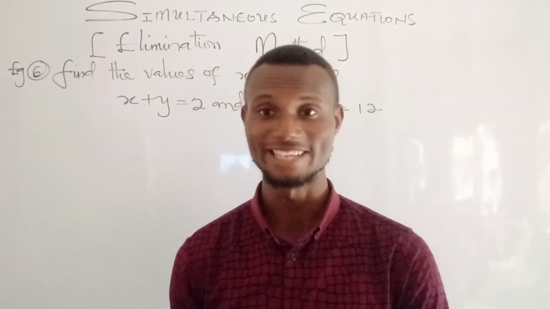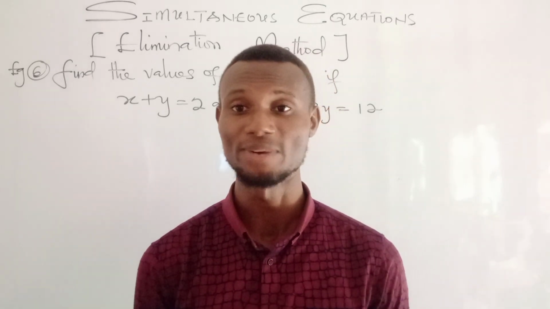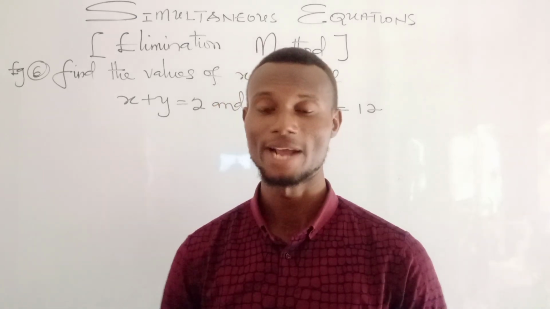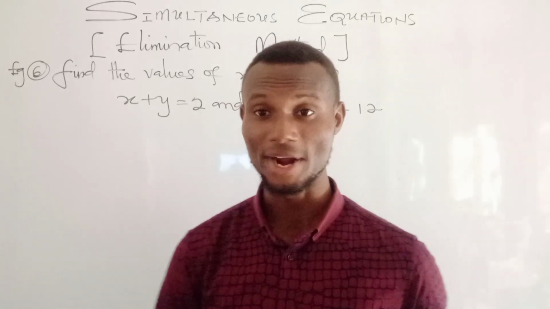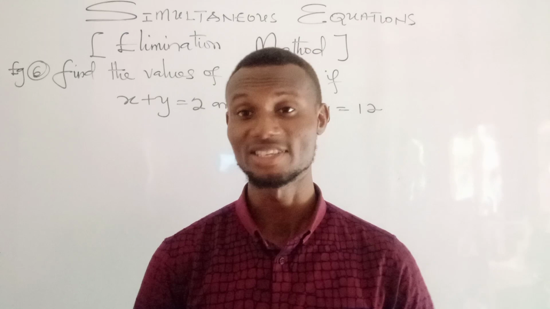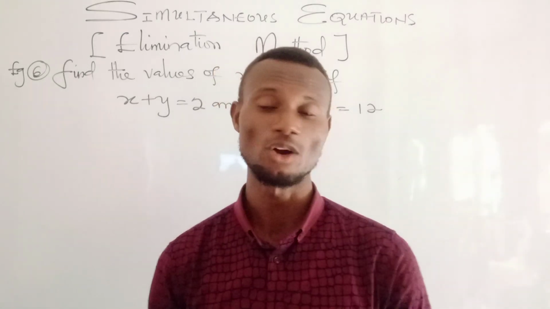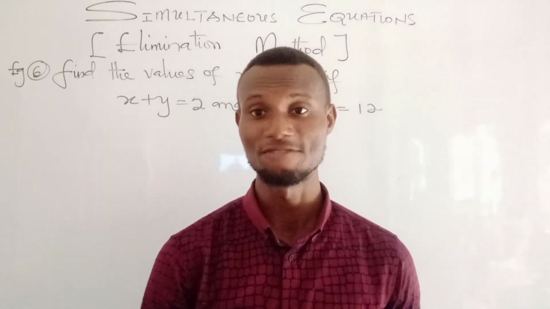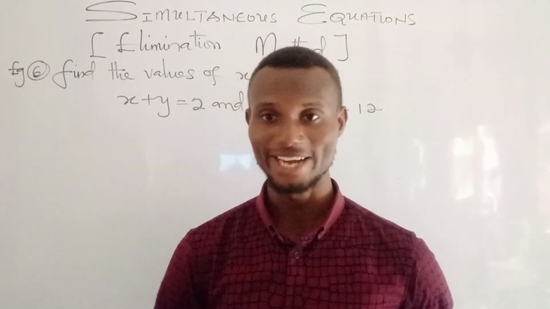I explained in the previous video, example 5, that the elimination method is simply a way of eliminating one of the variables from the given equations, so that you are left with only one variable and can solve for its value. After you've gotten the value for that variable, you substitute it into any of the given equations and solve for the value of the other variable as well. So let's go ahead and do it together.